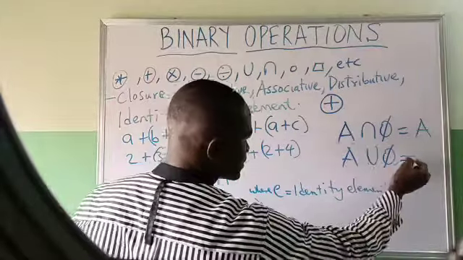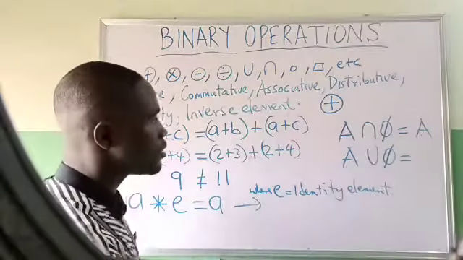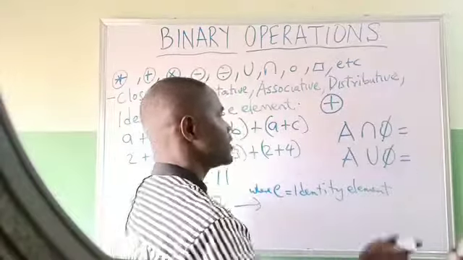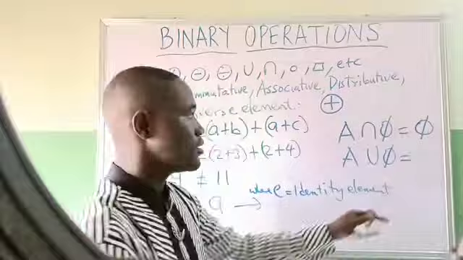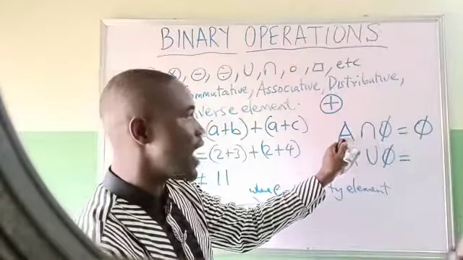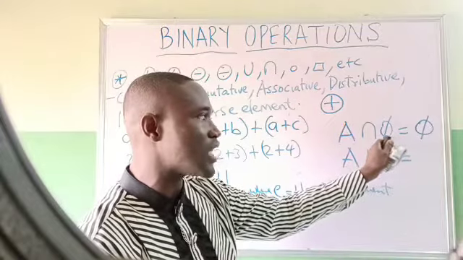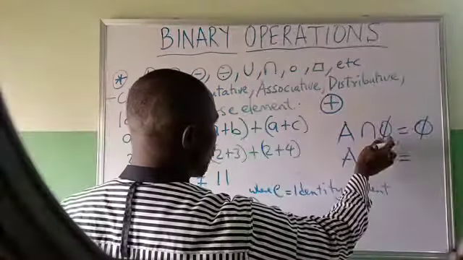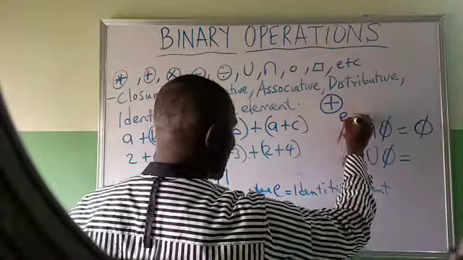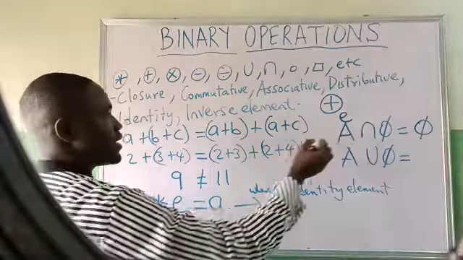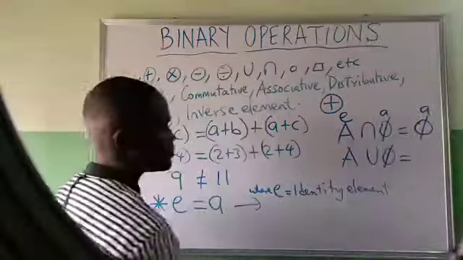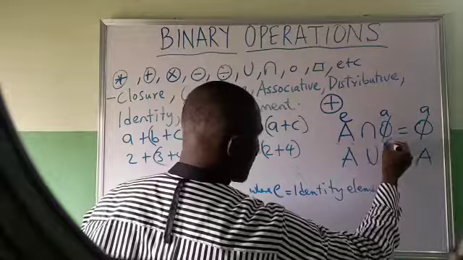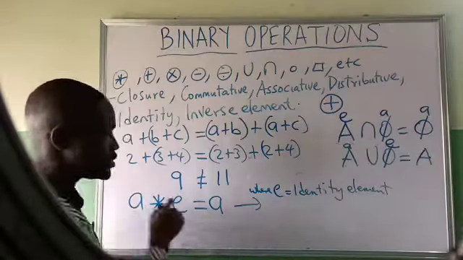A intersection empty set. What do they have in common? You say that it is empty, because A has elements, and the empty set does not have elements. So what they will have in common is this. In this case, what will be our identity element? This is my identity element. A union this will give me A. This one will be my identity element. This will be the A I wrote here and this will be the A.